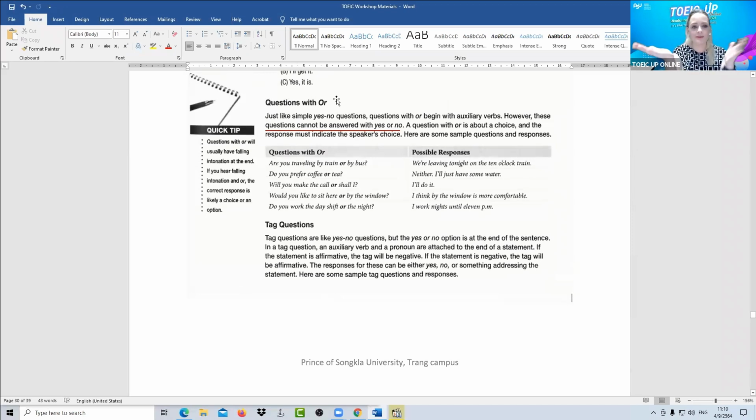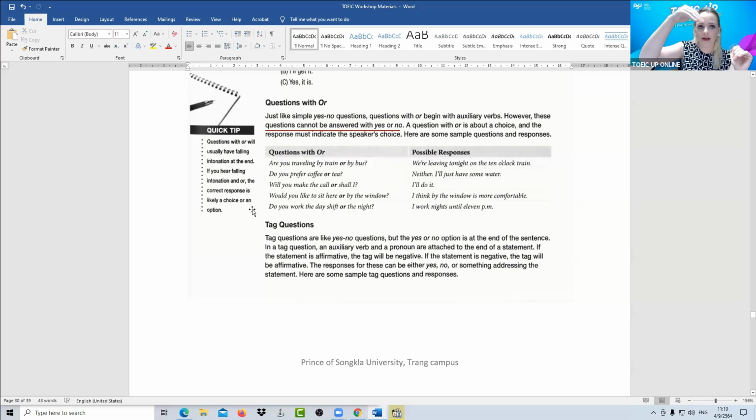And remember, the response has to show either one or the other, affirmative or negative. Yeah, quick tip. Questions with or will usually have a falling intonation at the end. If you hear falling intonation and or, the correct response is likely a choice or an option.